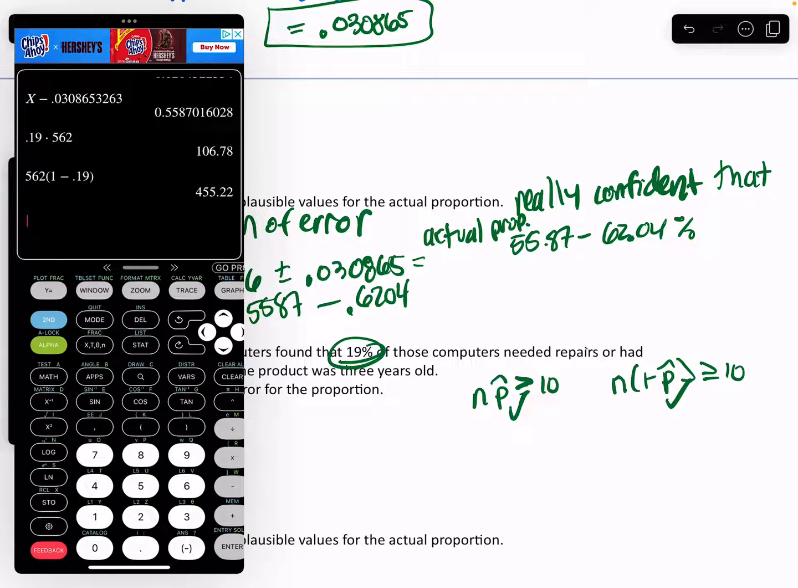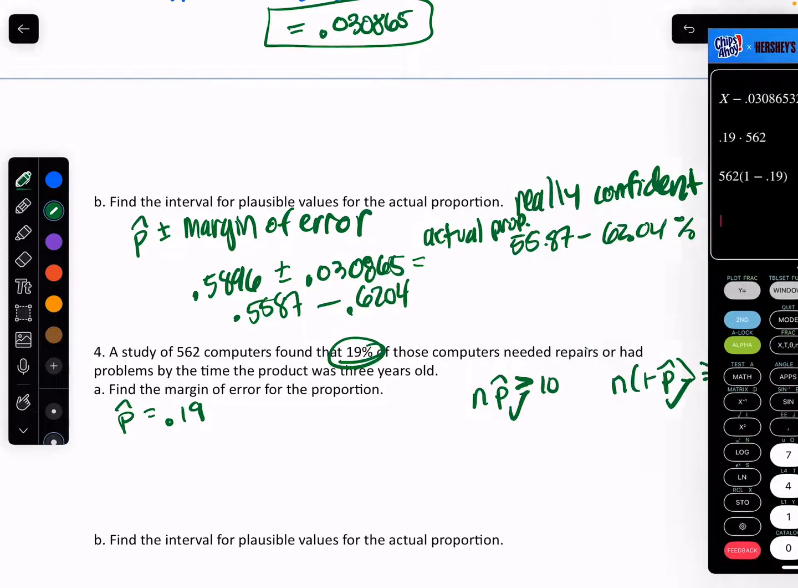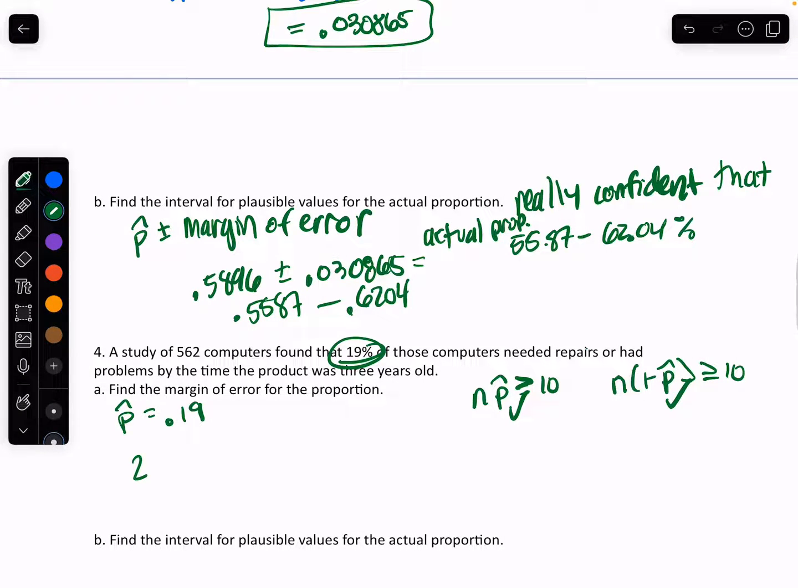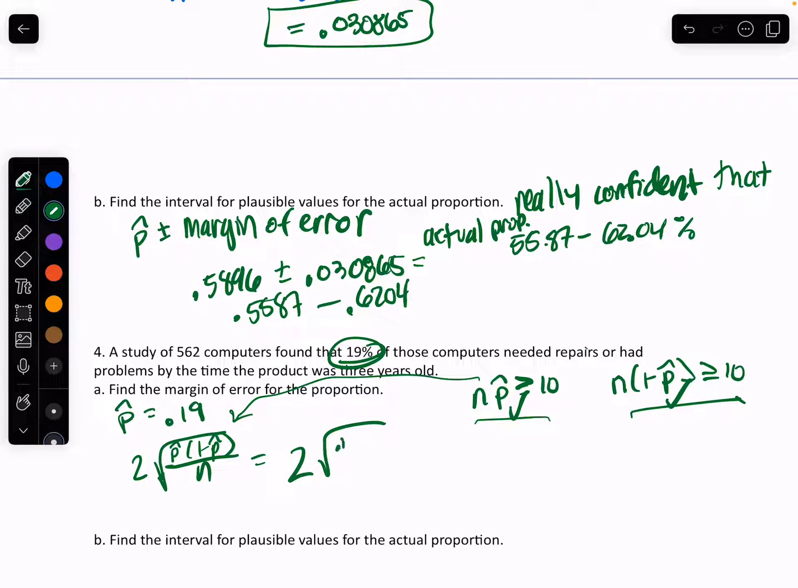Okay? So then that means that I can use our formula, that is 2 times the square root of p-hat times 1 minus p-hat over n. Knowing that both of these things are true allows me to be able to use this formula. So then I'm going to do 2 times, our p-hat is 0.19, so 0.19 times 1 minus 0.19 all over n, which in this case is 562.